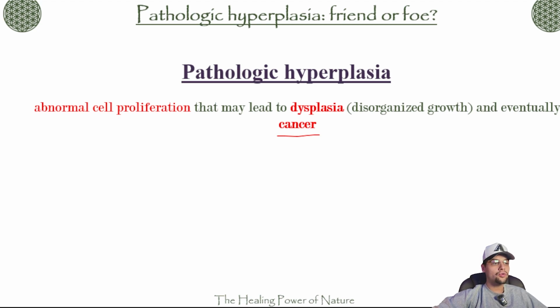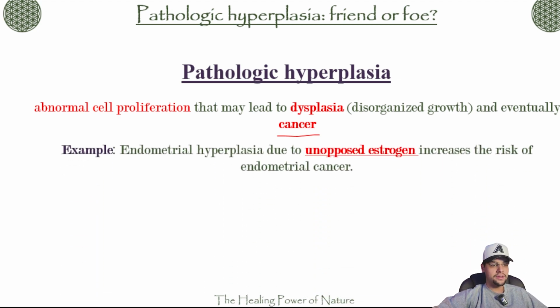So what creates pathological conditions? Well, there are 5 main ones you need to remember. Excess hormones, chronic inflammation, viral infections, increased demand, or excess growth factors. One example that you can think about is endometrial hyperplasia due to unopposed estrogen, which increases the risk for endometrial cancer.